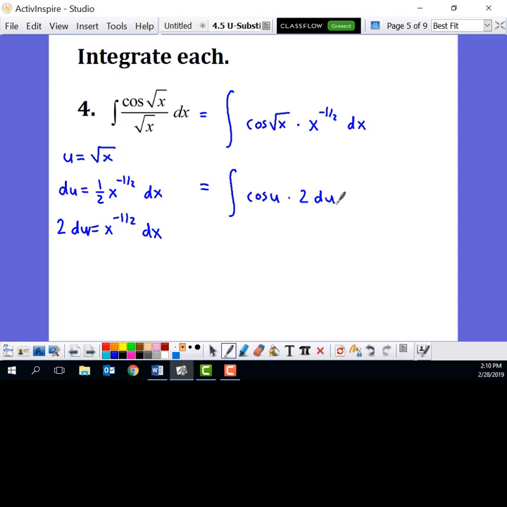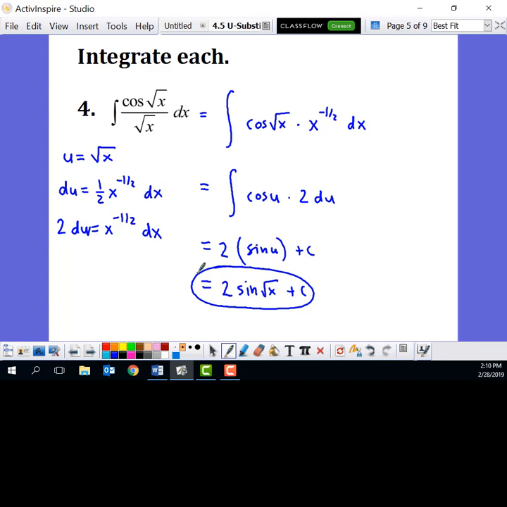So then what I can do is slide this 2 to the outside of the integral, and then I'm going to evaluate that integral. Okay? So the integral of cosine is sine u plus c. And then I simply rewrite that, subbing back in for u. So I have 2 sine square root x plus c.